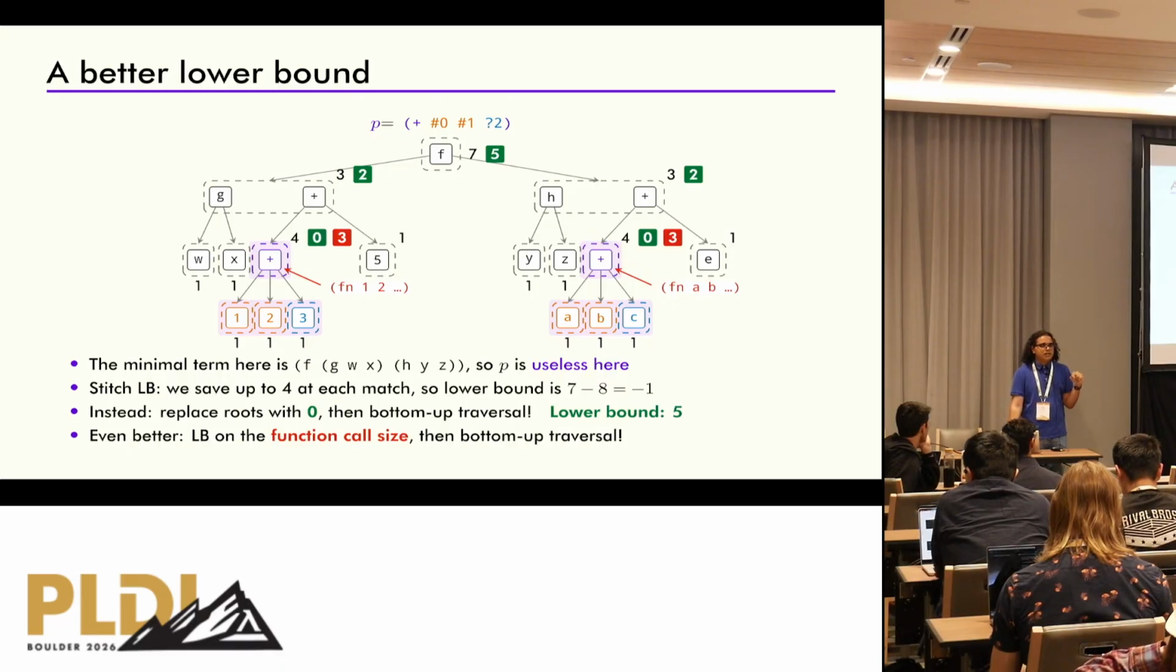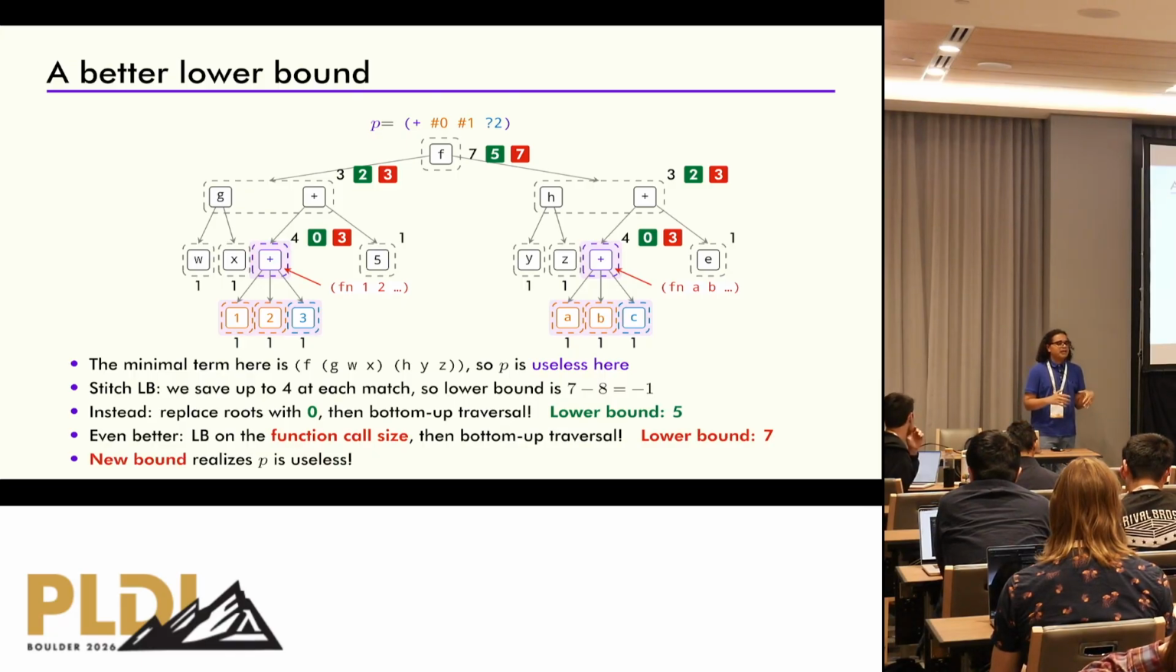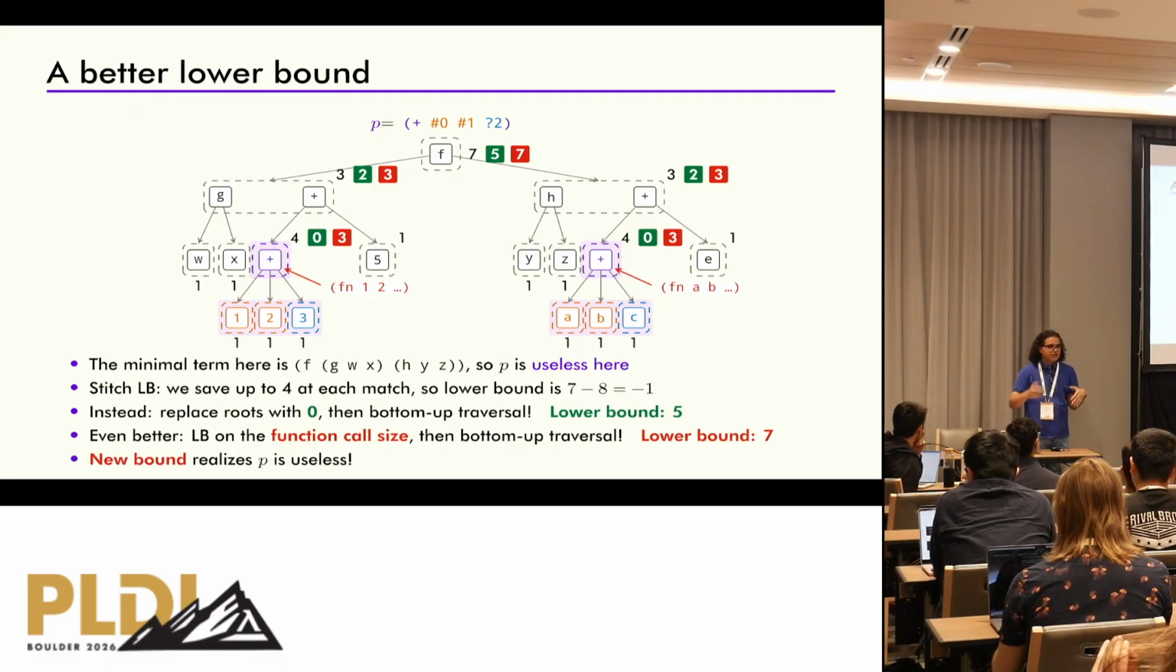And then if we bubble this same thing up, we end up with a lower bound of 7, which is exactly what the corpus cost originally. So in fact, this new bound realizes that our abstraction and any follow-up abstractions, any expansions of it, are totally useless. So we can prune this tree. And this is true even if we didn't have anything to compare it to.